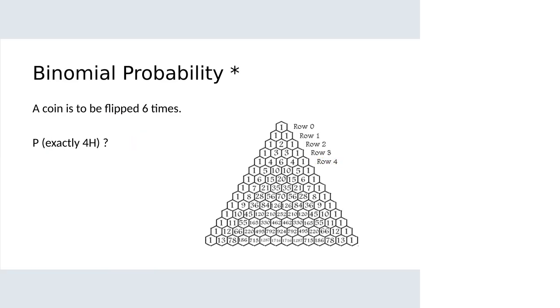A coin is to be flipped 6 times. So we know what row to use. What's the probability of getting exactly 4 heads? I'll set up a poll for this one.